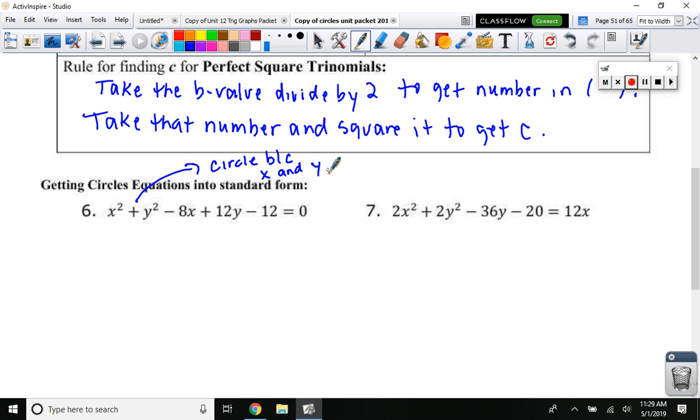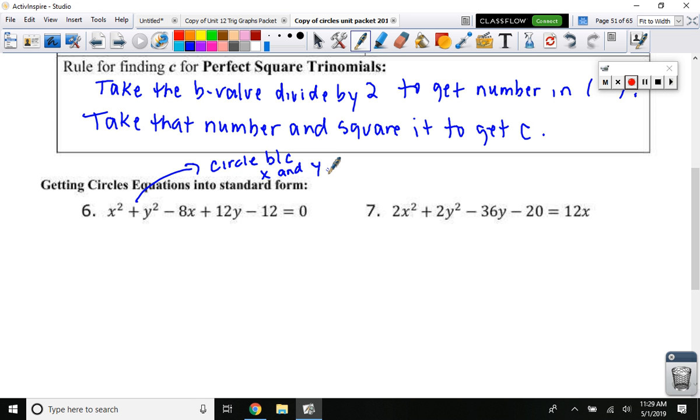For now, yes. In your future math, you'll have things called ellipses and stuff. But for us, if x and y are both squared, then yes, it's a circle. Okay? So far in your math career, you got lines, you got parabolas, and you got circles. So x and y are squared, so I know it's a circle.